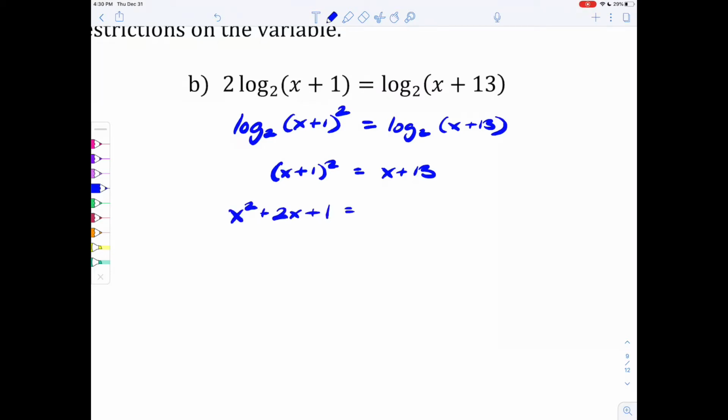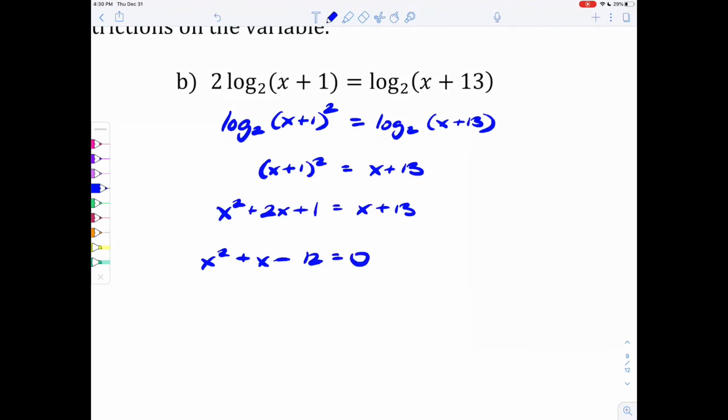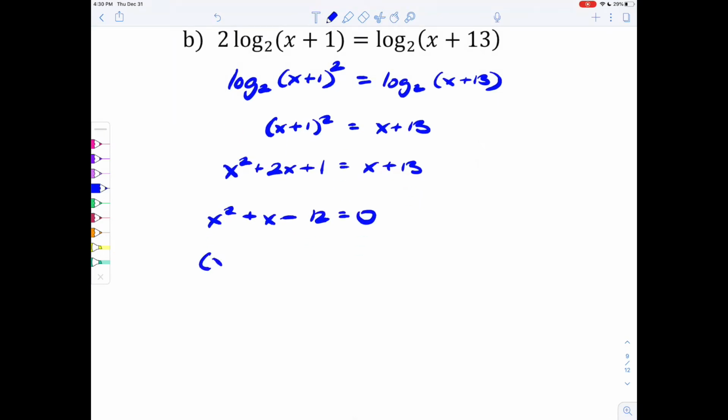So I'll open up those brackets. I'll punch everything to one side. And I'll factor and solve.